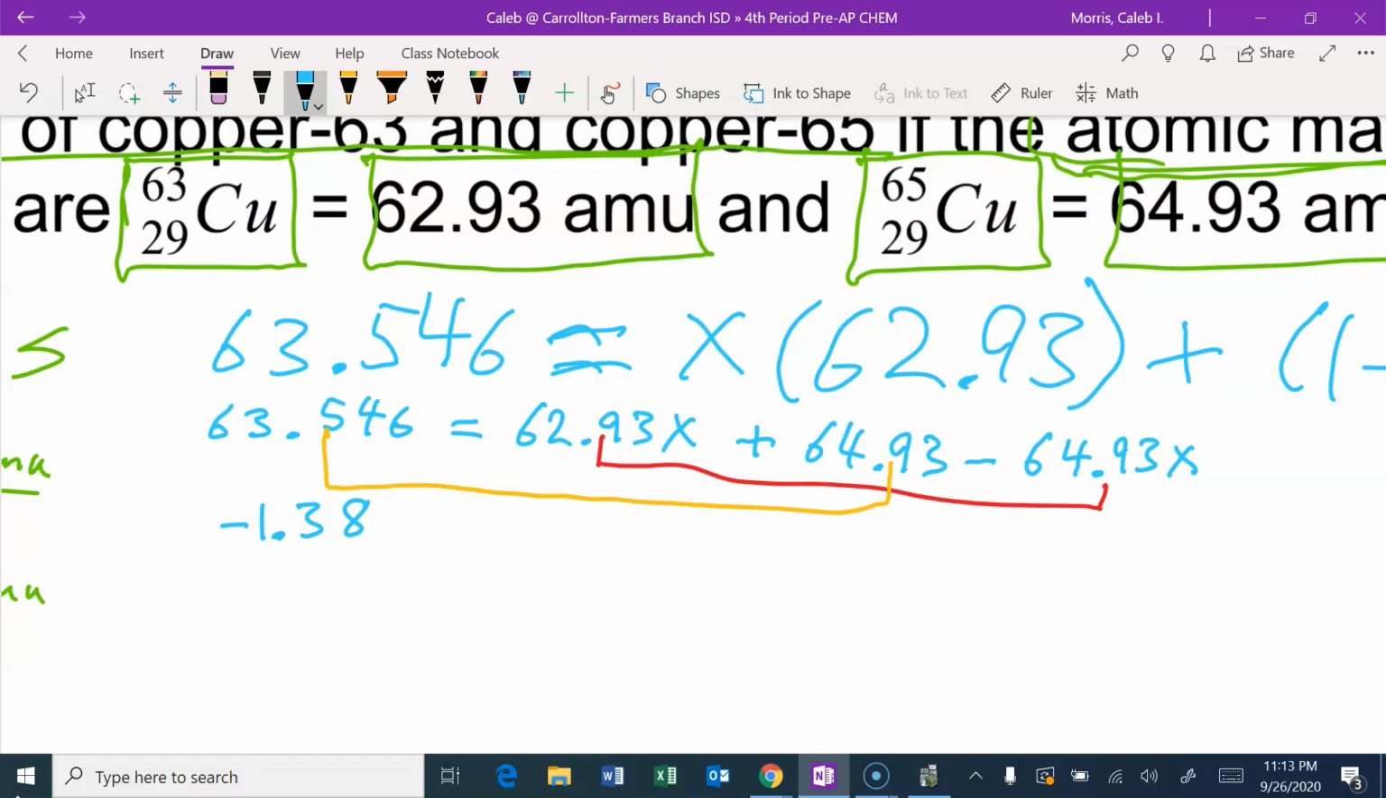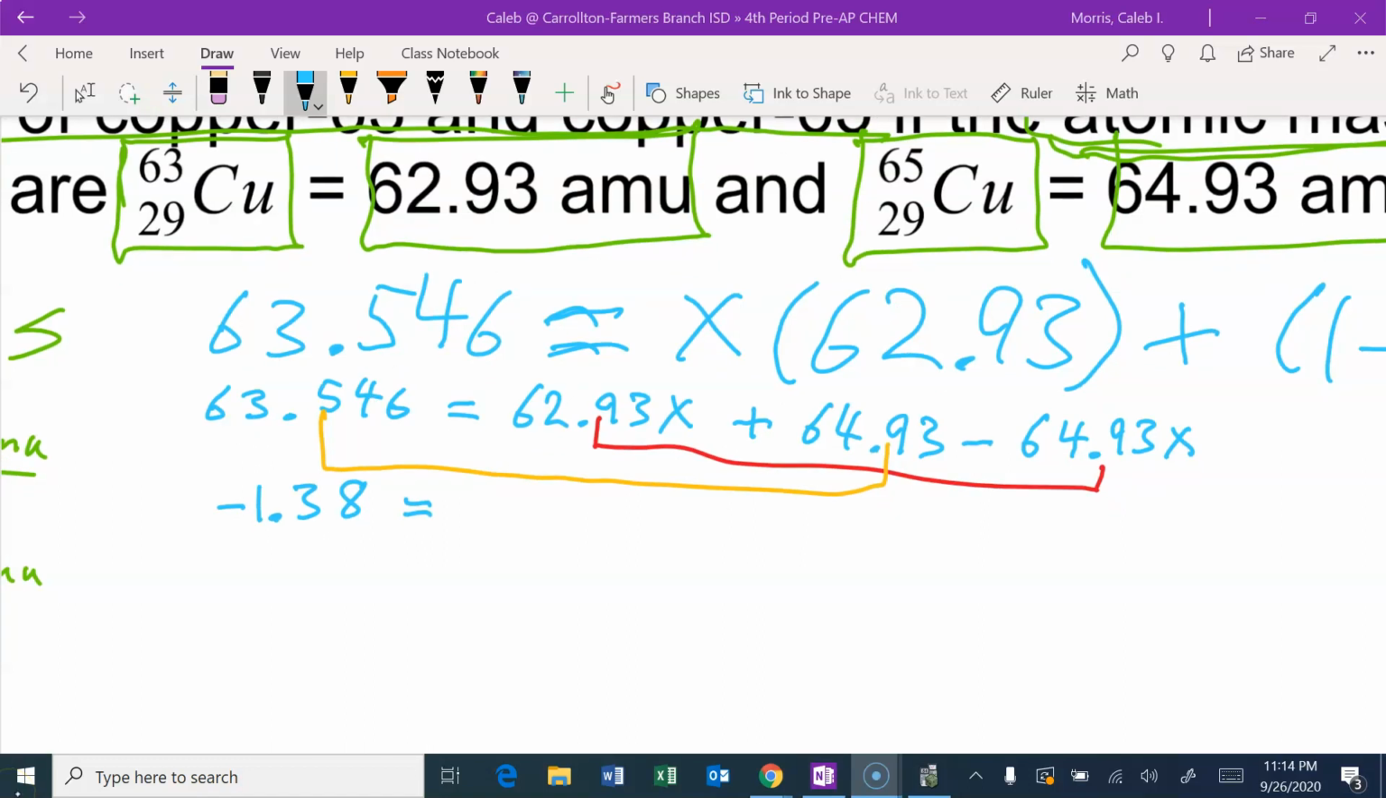Now, I will tell you right now, I in particular am not picky about sig figs on isotope abundance, but technically that's what you should do. And then we're going to do this red term that I have here, the x terms. We're going to combine those terms, which means 62.93x minus 64.93x equals exactly negative 2. And we want to show 2 decimal places, 0.00, and of course x.